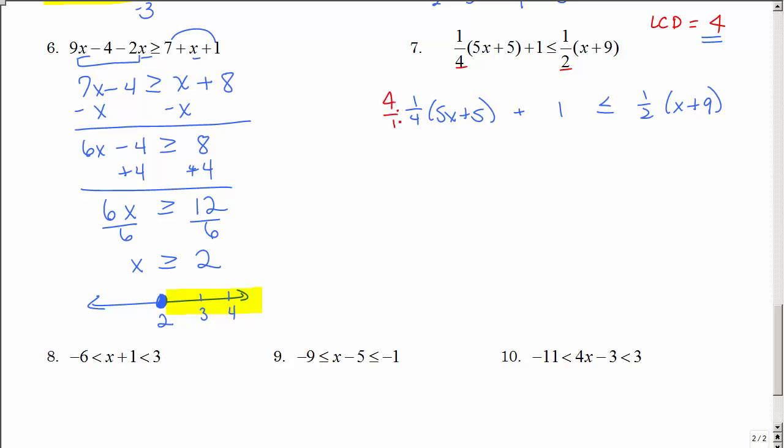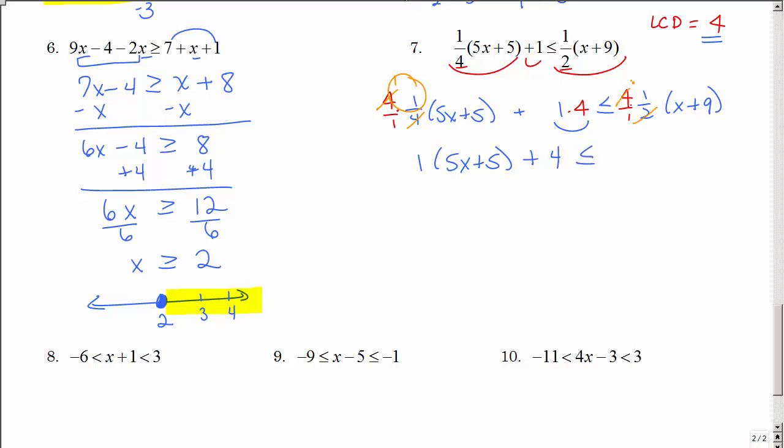So I'm going to multiply that by 4, this times 4, and this times 4. So I have 1, 2, 3 things to multiply by 4. And why are we doing that? Yes, to get rid of our fractions. So 4 goes into 4 one time. So I have now 1 times 5x plus 5. 1 times 4 is 4.